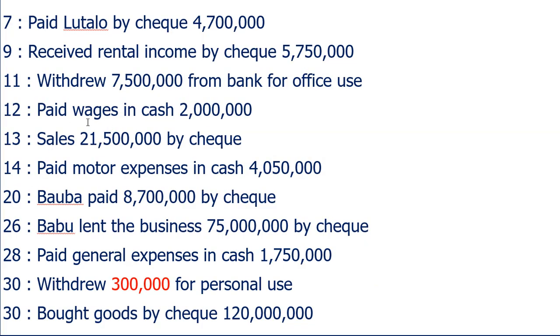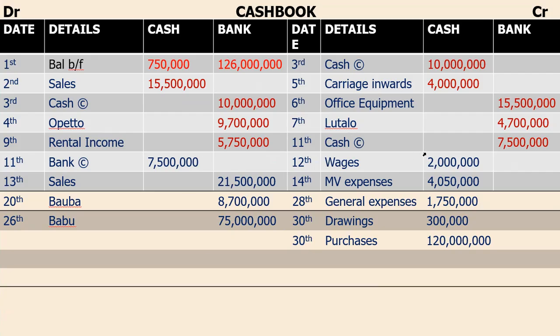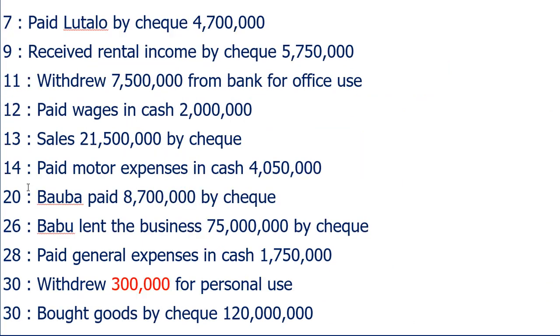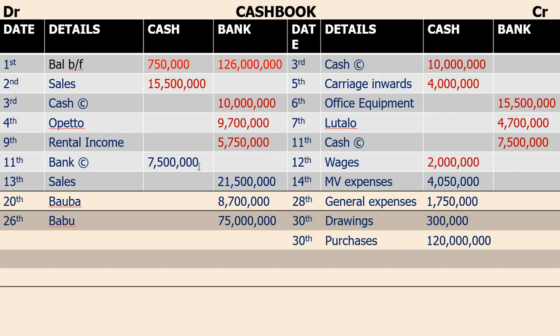On the 12th, they paid wages in cash, 2 million. Now we are going to credit cash, 2 million. That one is done. Then on the 13th, they made sales of 21.5 million by check. So I will come here and debit the bank by 21 million.